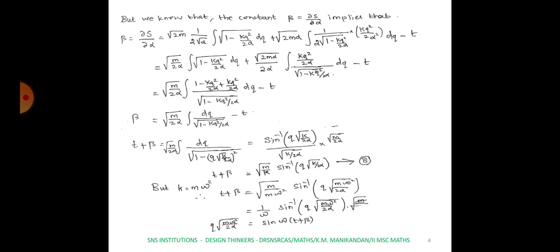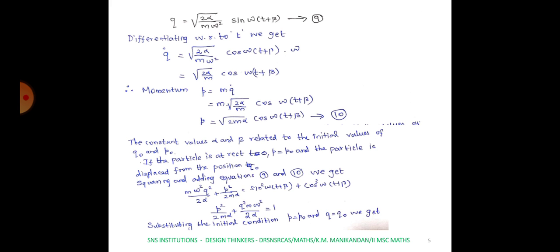So t plus beta is equal to that, and by simplification we can find the value of q. q is equal to root of 2 alpha divided by m omega square into sin omega of t plus beta. Name this equation as 9.